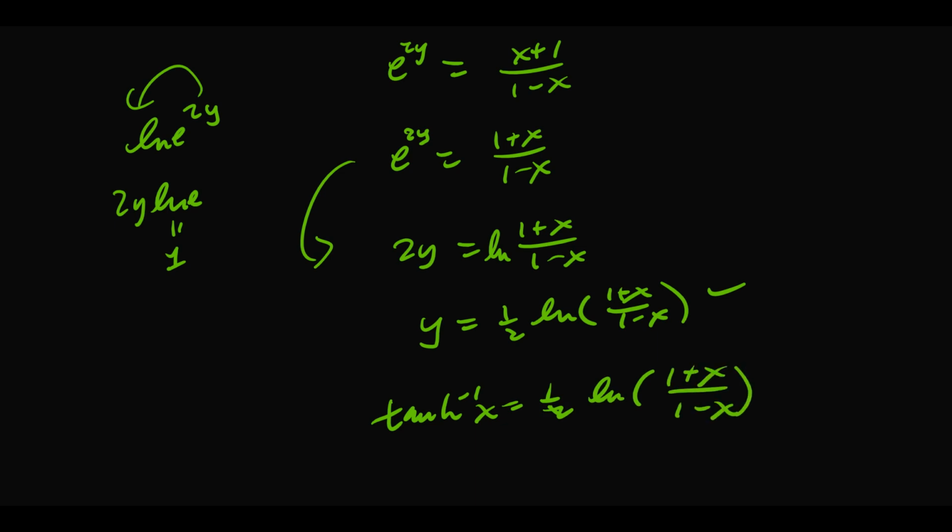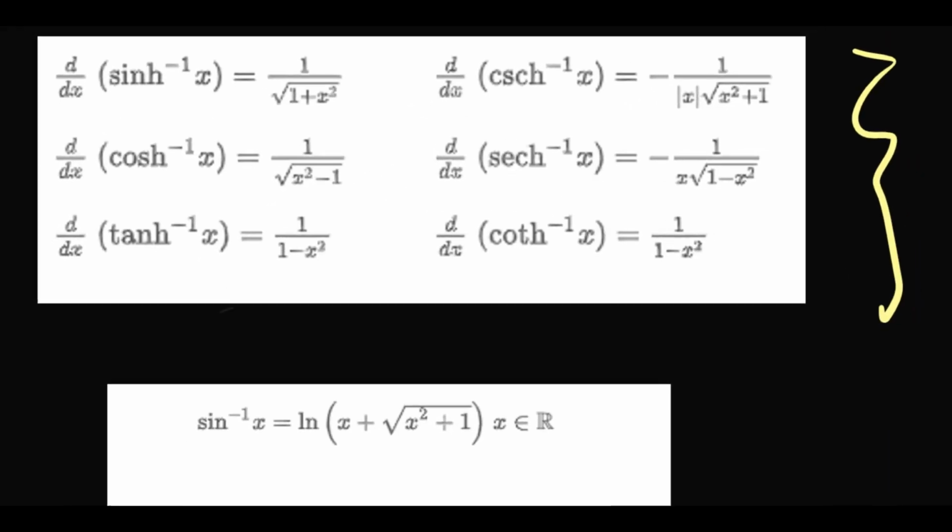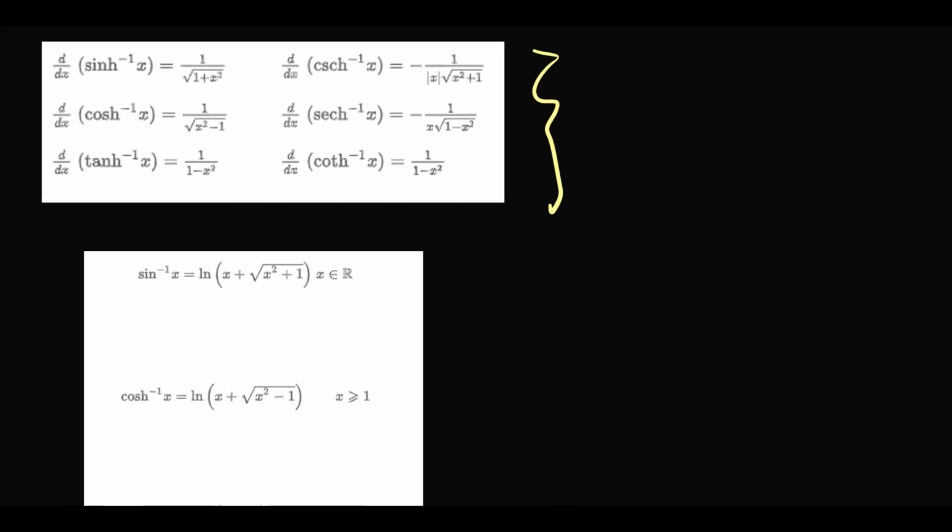Now let's try the derivatives. So here we are. These guys right here are the derivatives, and it's going to be really important that you know these. It's kind of hard to see them, so I'm going to zoom out a little bit. The derivative of inverse hyperbolic sine of x is 1 over square root of 1 plus x squared.